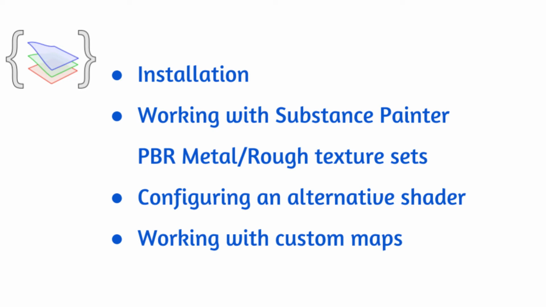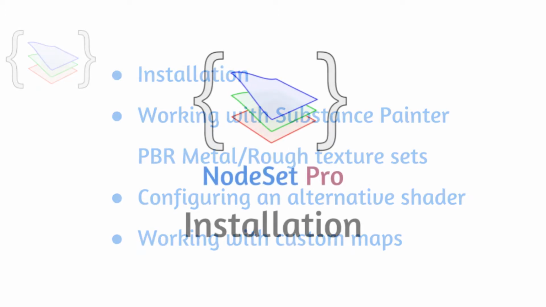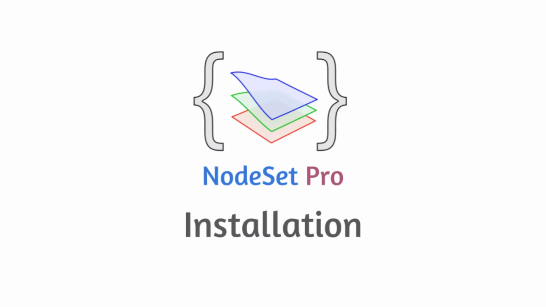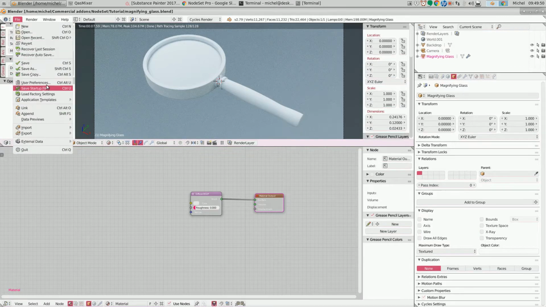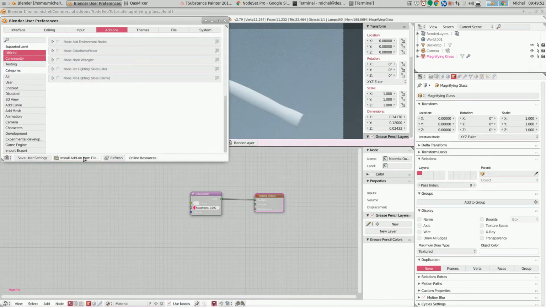So out of the box, NodeSet will create a whole node setup for the principled shader, but you can configure it to work with an alternative shader as well. And basically every part of the node setup can be adapted to what you want to use in your workflow. So let's get started. Let's first go to the preferences and install the add-on.